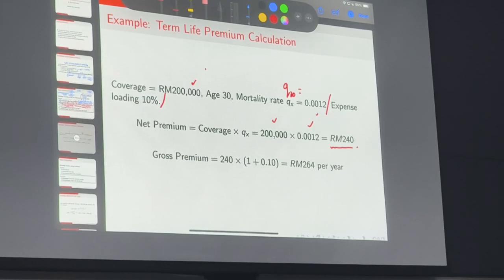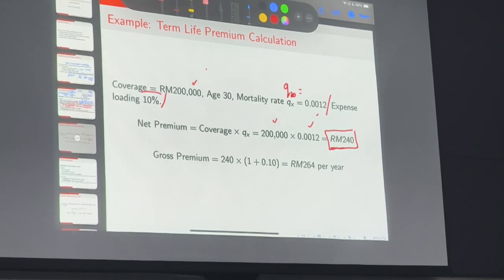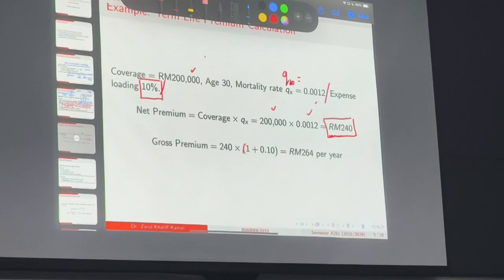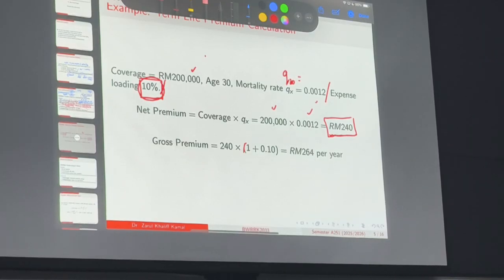Okay, but this premium does not yet include loading and expenses. So let's say loading is 10%. This is in the form of percentage. So we just multiply: 1 plus 0.1 times 240. This is in the form of percentage.